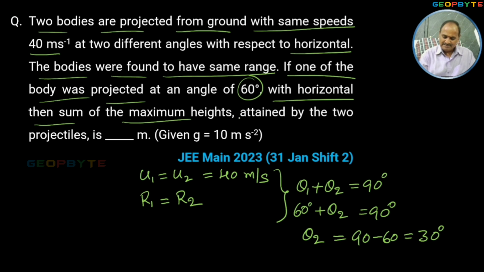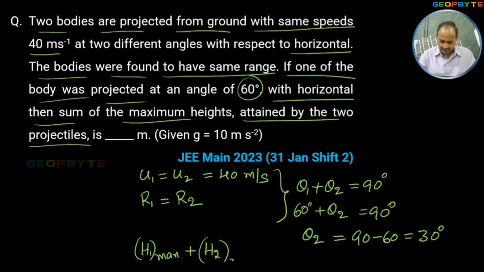The sum of the maximum heights attained by the two projectiles. What is H1 max plus H2 max? Understood? Yes. Let us take another slide.